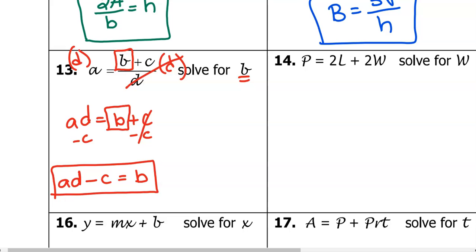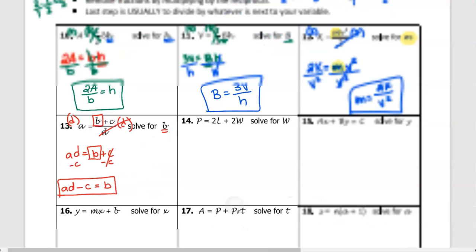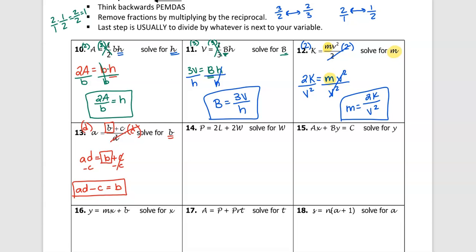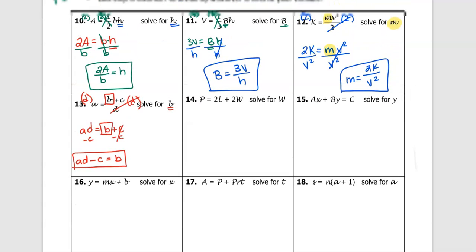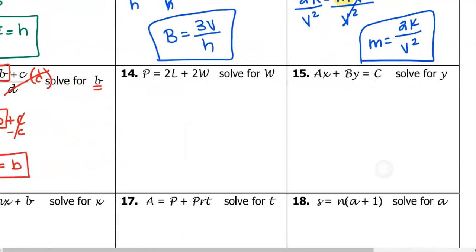All right, our next two are a little bit different. There's no more fractions, right? 14 and 15, there's no fractions. So we're not going to have to deal with any denominators here. Really 14 through 18, there's no more fractions to deal with.